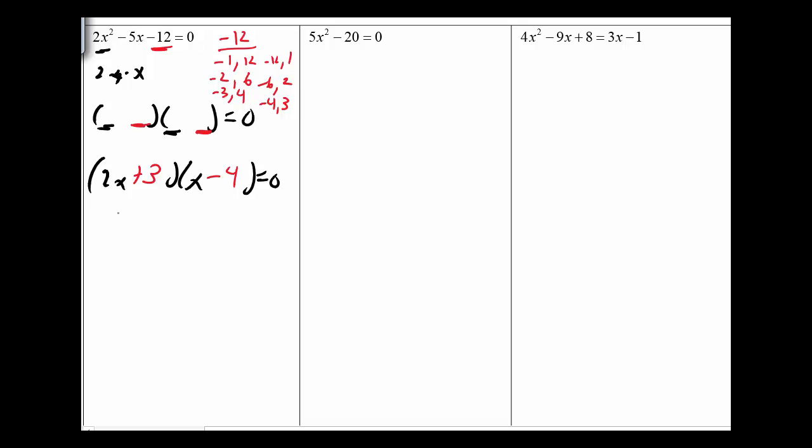So if I refoil this real quick, I get 2x squared minus 8x plus 3x minus 12, and when I combine like terms, does that give me the original 5x? It does. So we know that we have set this up correctly. Okay, so the correct factored form is 2x plus 3 and x minus 4.